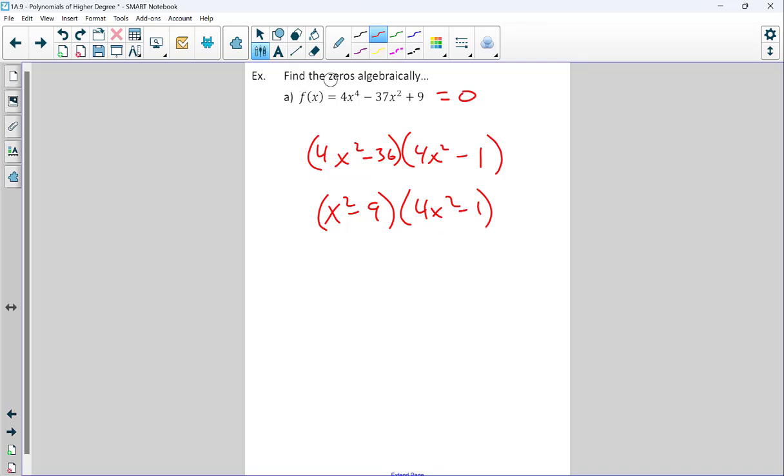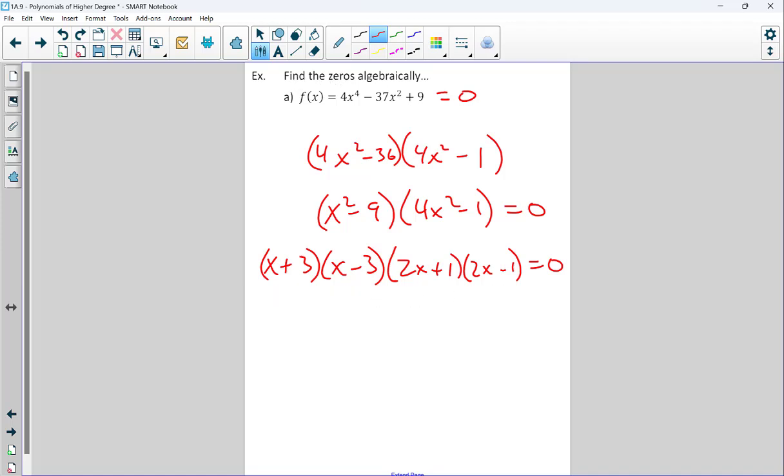Keep in mind the question wasn't to factor, the question was to solve. So this should still be equal to 0. Now I'm going to notice that x squared minus 9, that's a difference of squares. So I could keep factoring. X plus 3, x minus 3. This is also a difference of squares. 2x plus 1, 2x minus 1. Still equal to 0. Don't forget that. The question is to find the zeros once I have fully factored the problem.